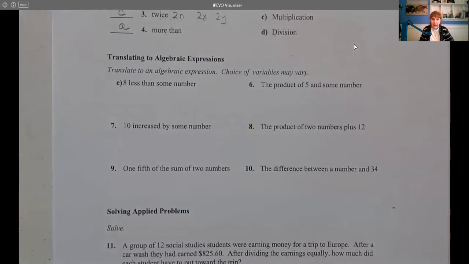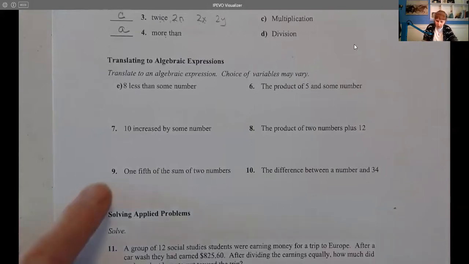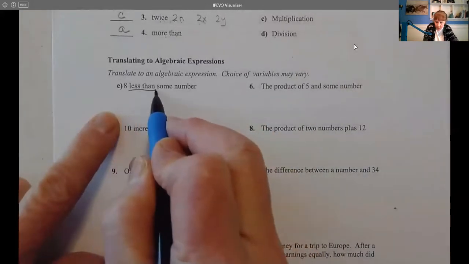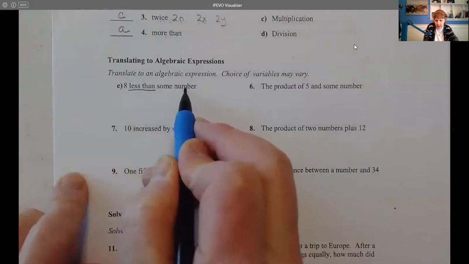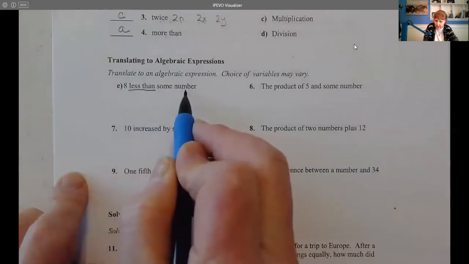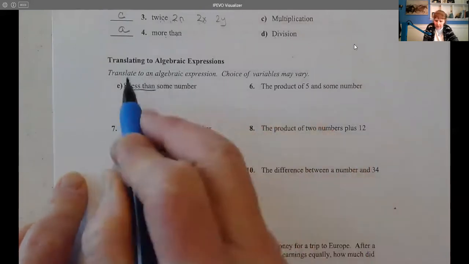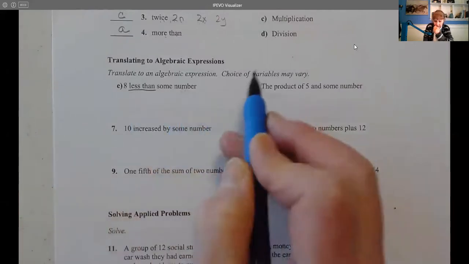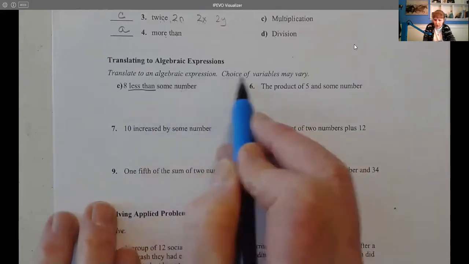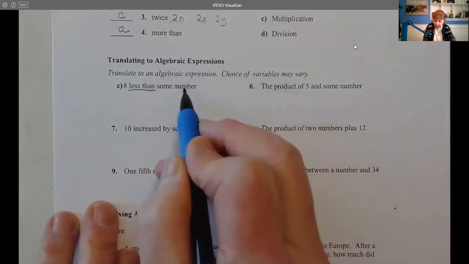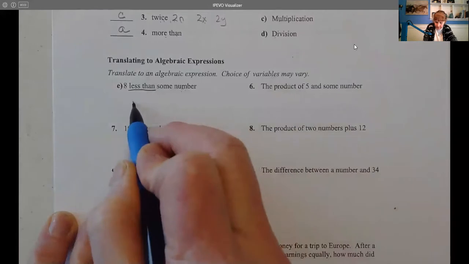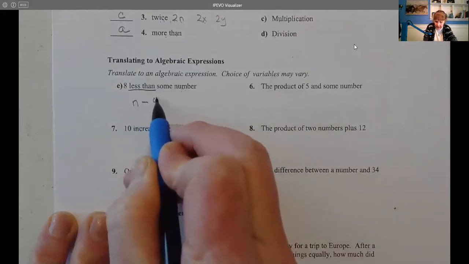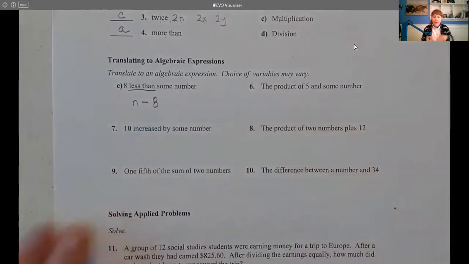8 less than some number. Because it's less than, we're going to go over here first and read backwards. Some number. Now sometimes they'll tell you what variable to use, what letter, but here it doesn't matter. So you can use n for a number minus 8. Okay, so you're done.